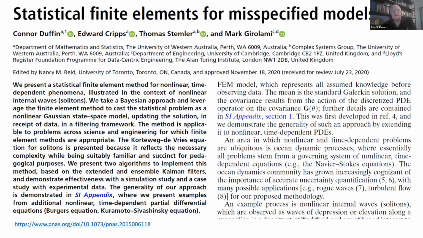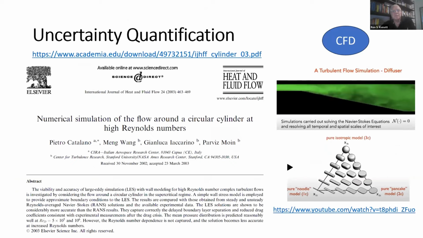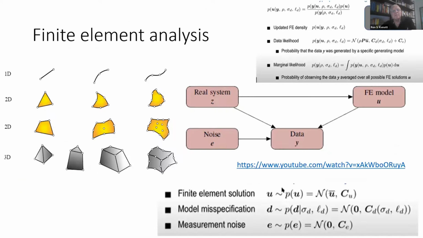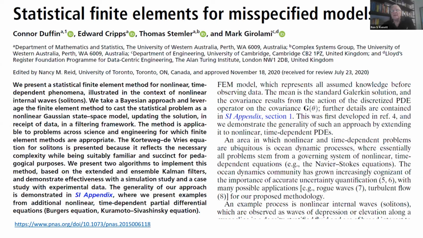And I think both the paper that I mentioned before, namely this paper on numerical simulation of flow around a circular cylinder by Gianluca and colleagues, and this paper by Mark and colleagues are worth reading. They give you a full picture of how engineering tools aiming at simulations can be used when you want to account for uncertainty.